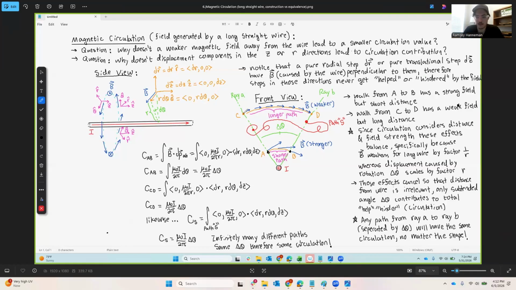And likewise, if you walk from, say, point C to point D, you're further away from the wire, so the field is weaker, but you're walking a further distance, so more distance for the field to be in alignment with you. Now, just a picture like this doesn't guarantee that those effects are going to cancel out and make the circulation only theta dependent.